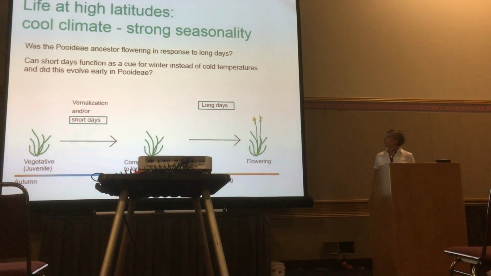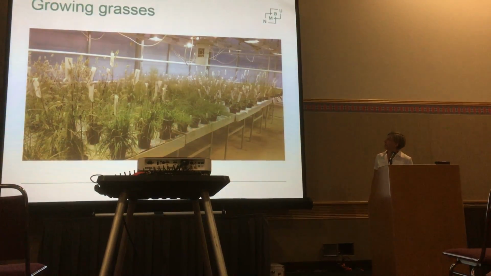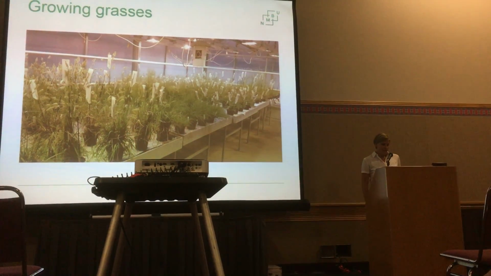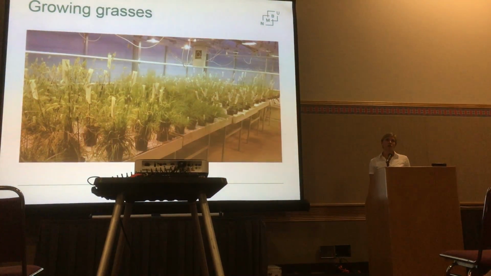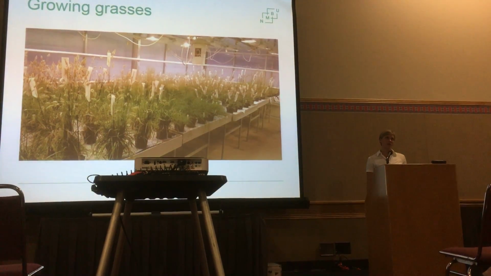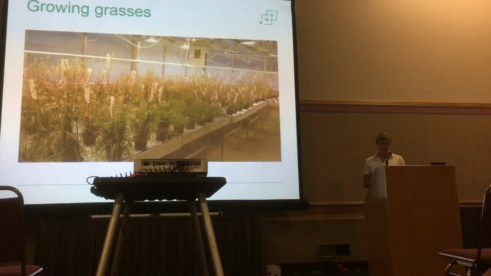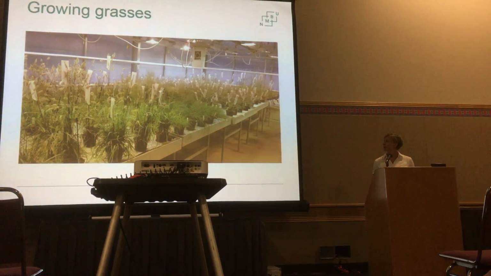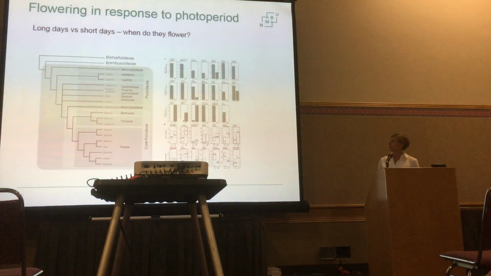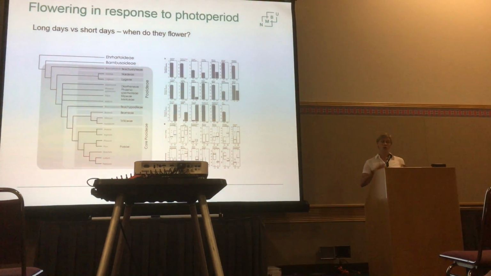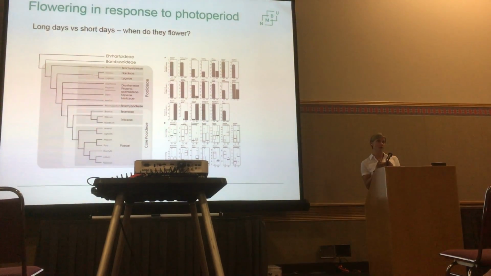Okay, so what did we do? Well, we grew an awful lot of species, very many. We have tested more than 50 species of the Pooideae for flowering. So we tested them for different treatments, very simple experiments. We divided the individuals in each species into two, and we checked where they flower the fastest, in long days or in short days, or maybe there's no difference.